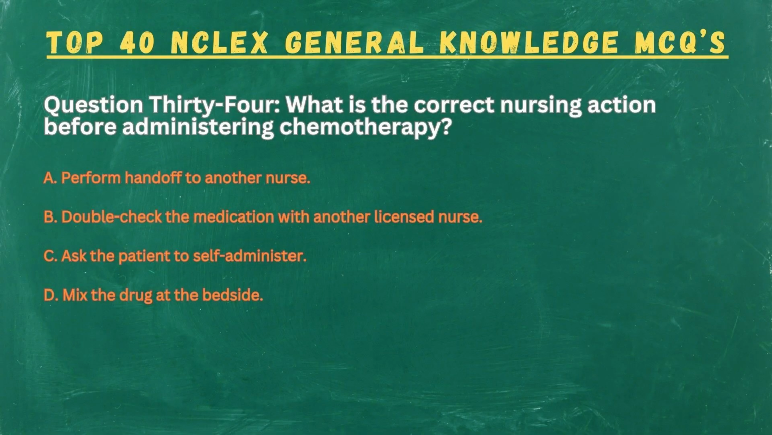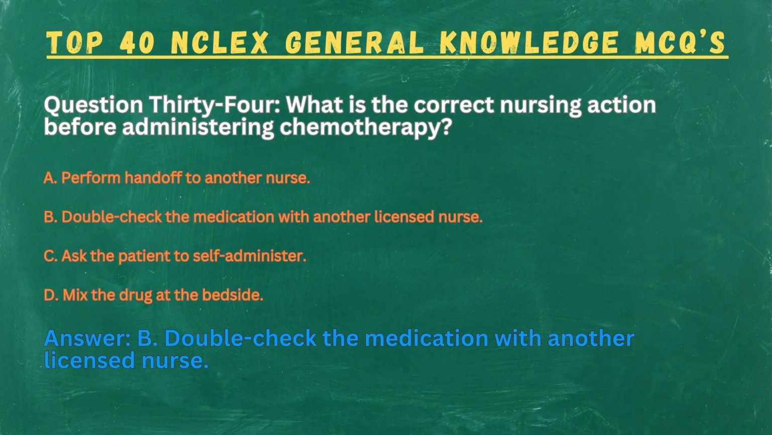Question 34. What is the correct nursing action before administering chemotherapy? A. Perform handoff to another nurse. B. Double-check the medication with another licensed nurse. C. Ask the patient to self-administer. D. Mix the drug at the bedside. Answer: B. Double-check the medication with another licensed nurse.